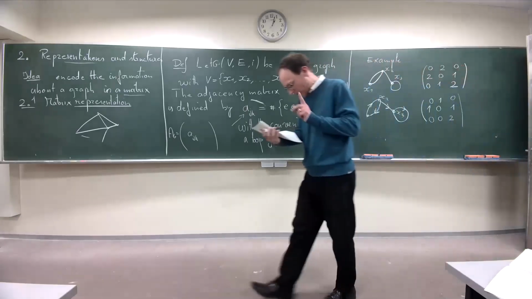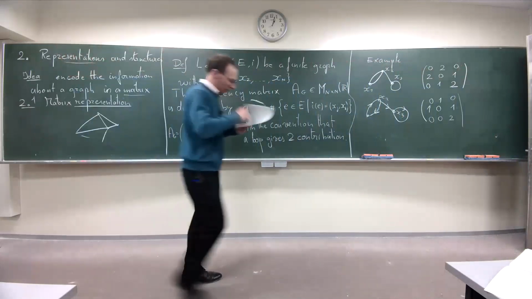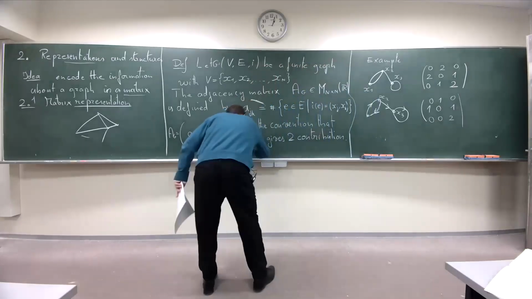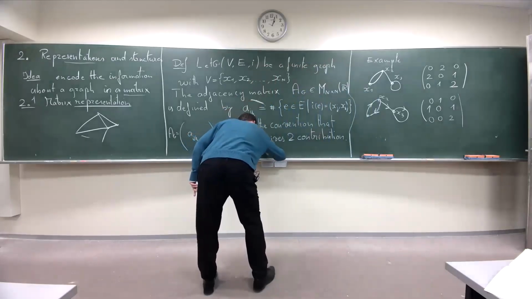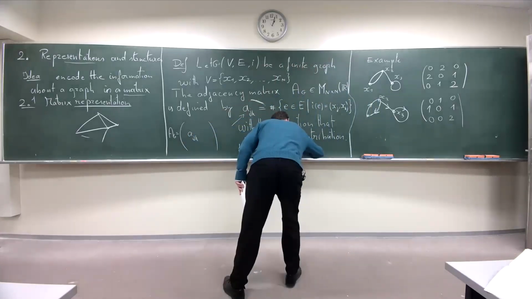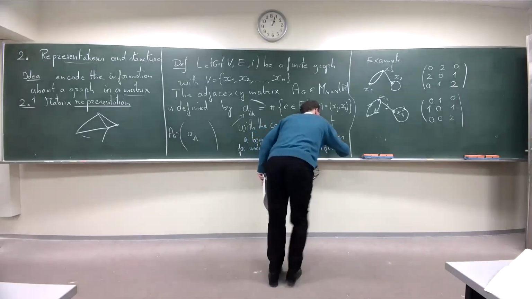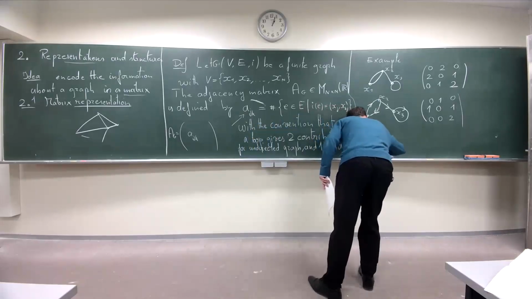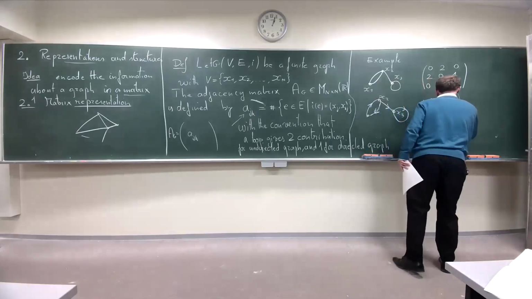Oh, no, sorry. I missed the convention. So it gives 2 contributions for an undirected graph, and 1 for a directed graph. You're right, it would be wrong.